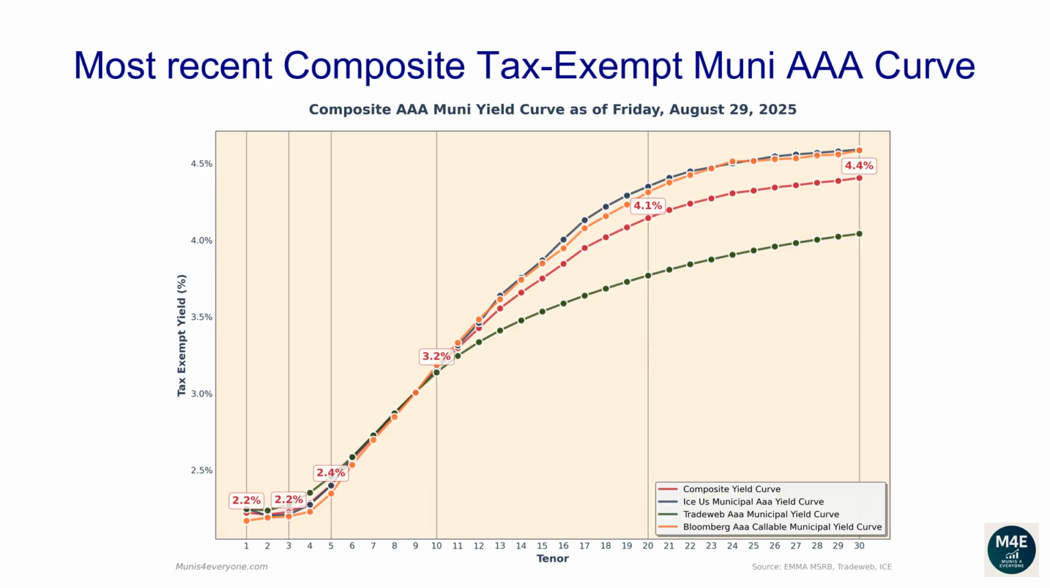The one-year composite tax-exempt yield is 2.22%. The two-year yield is 2.21%. The three-year yield is 2.23%. The 5-year yield is 2.4%. The 10-year yield is 3.16%. The 20-year yield is 4.14%. The 30-year yield is 4.41%.